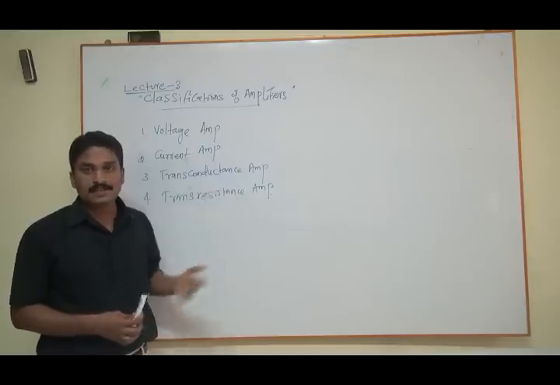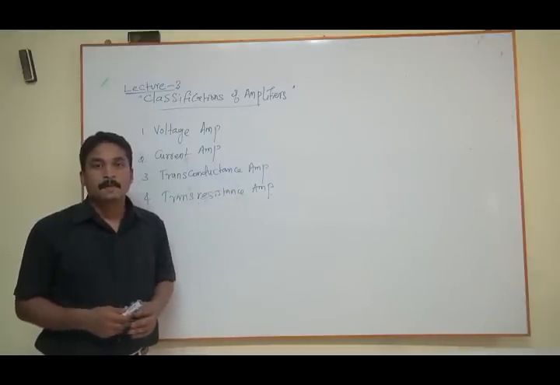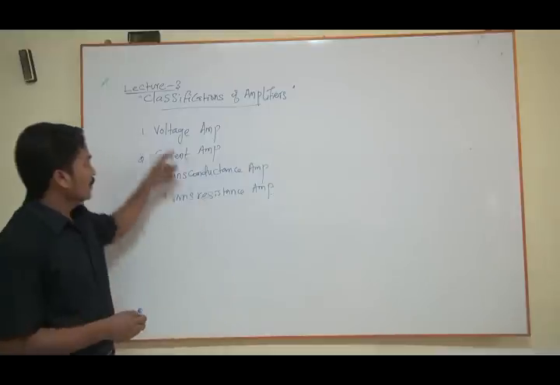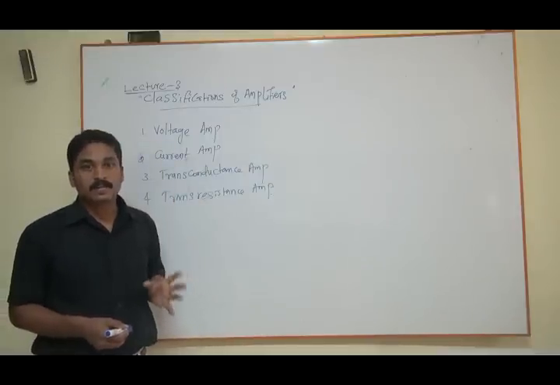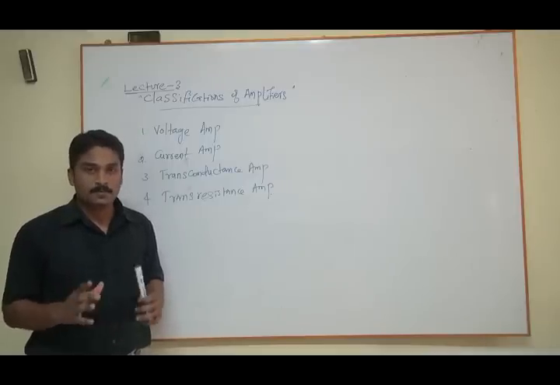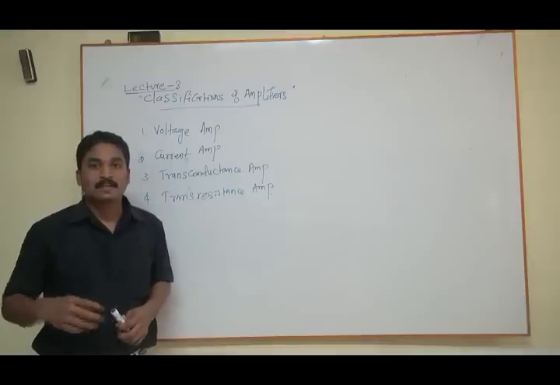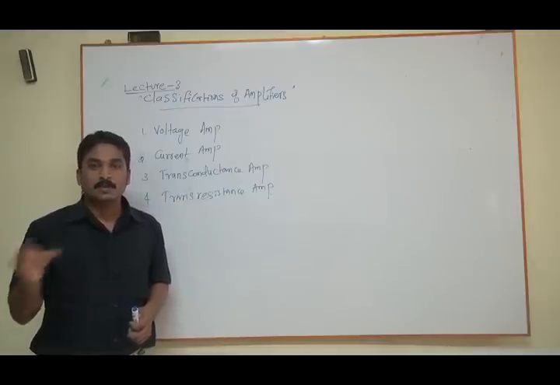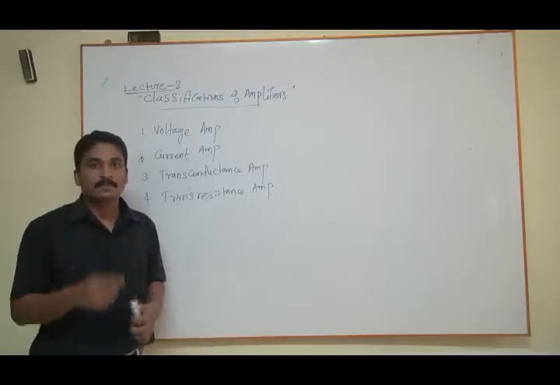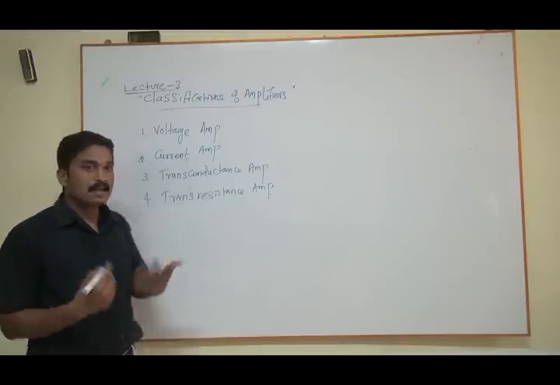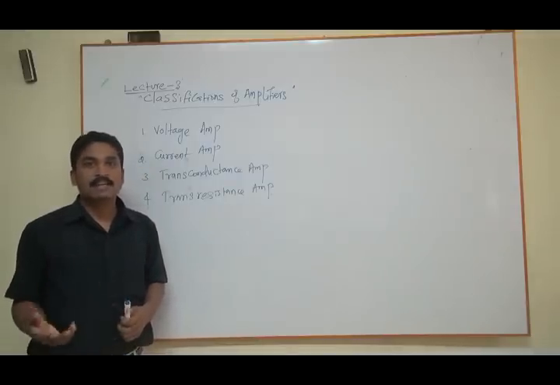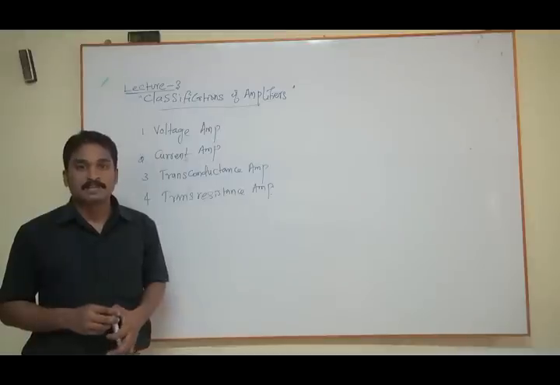This classification is done by using the input and output signal. Voltage amplifier means your input side is voltage and output side is also voltage, which means in other words that your output voltage depends on the input voltage, or output voltage varies with respect to the input voltage variation. Similarly, current amplifier means your output current varies with respect to the input current variation.